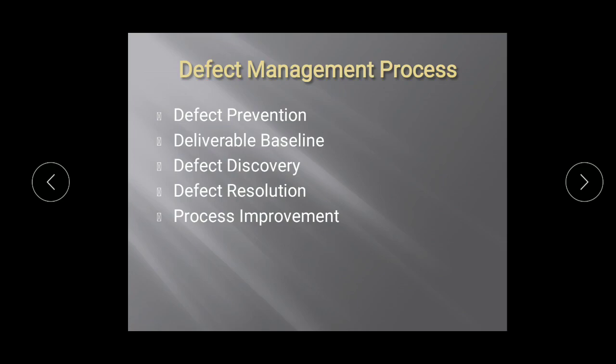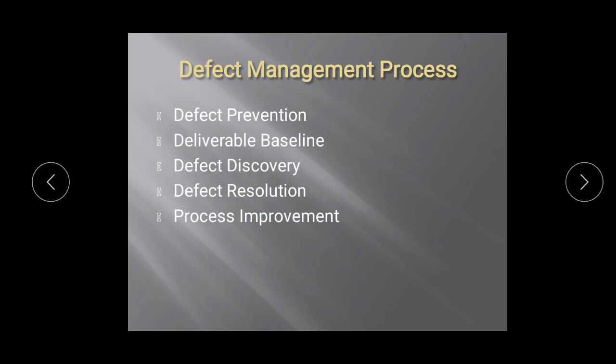Then next is deliverable baseline. Baseline is when a deliverable, that is system or software, reaches its predefined state, then the deliverable becomes baseline. A product should be considered baseline when developers pass it to the testers for testing. So deliverable baseline means when it is deliverable for the testing process by the testers, that time we call it a deliverable baseline.